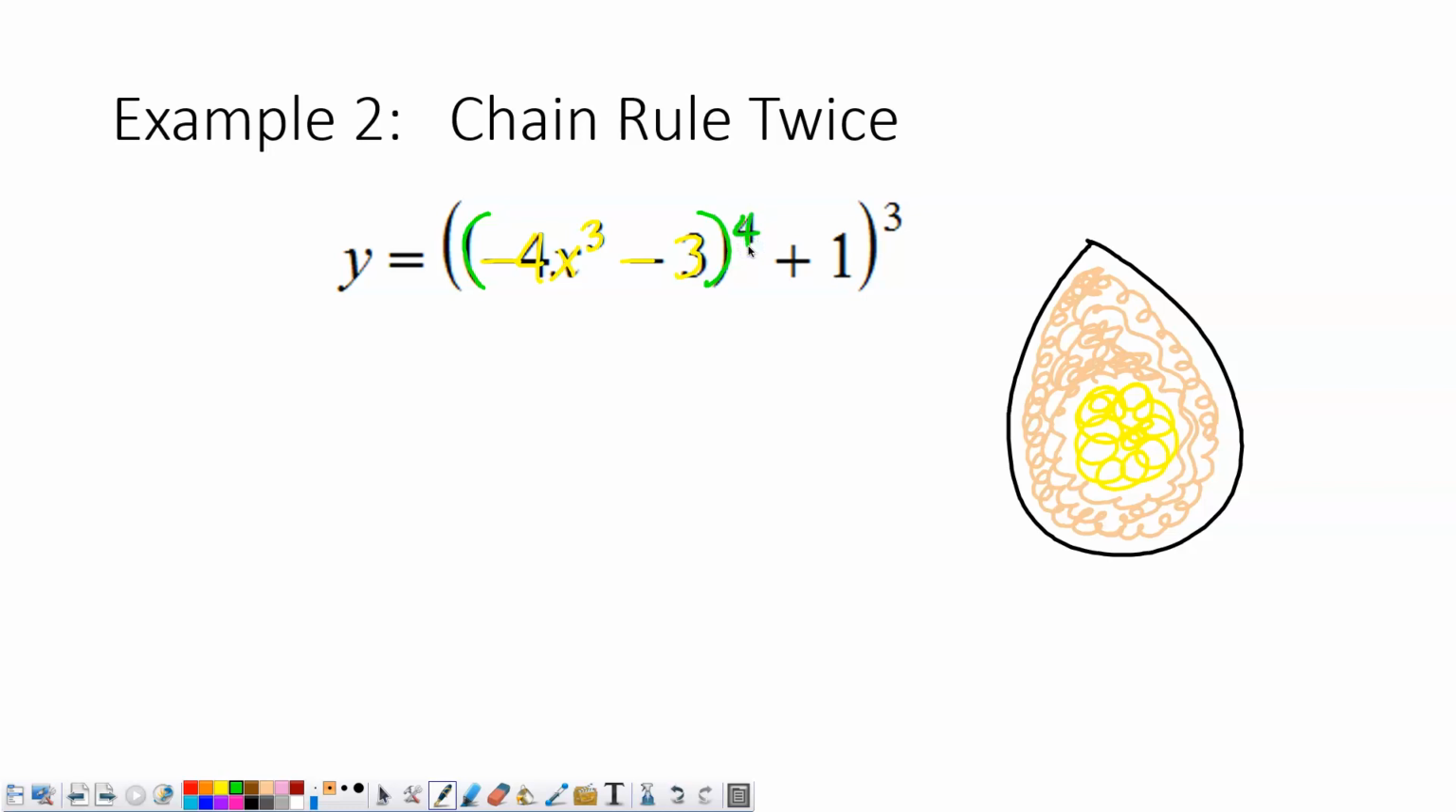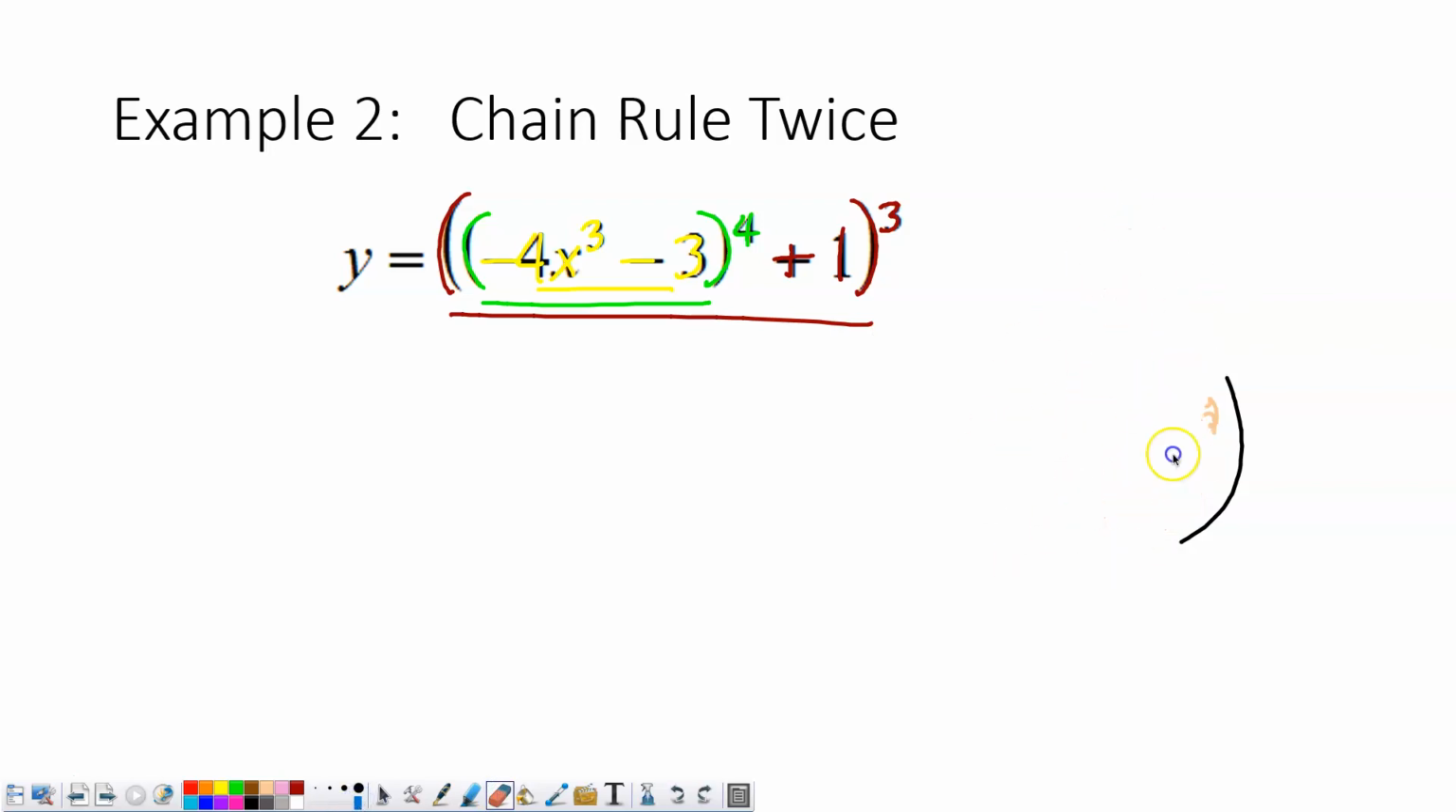Okay? And then after that we have the shell of the egg, which wraps around the egg whites. And so, chain rule twice, it's like having a function inside of a function, which is, you got it, inside of a function. A function inside of a function inside of a function. Okay? And so when that happens, you get to do the chain rule twice. Now before we start this actual problem, let me show you how this works.